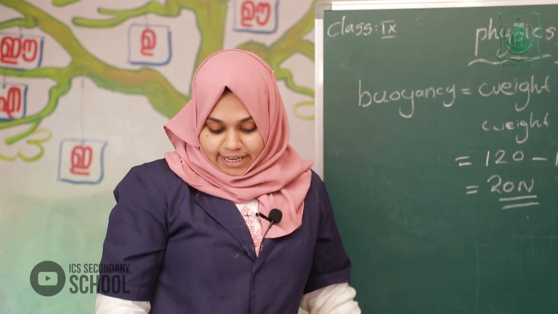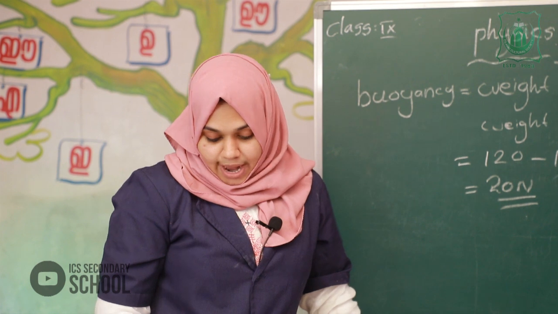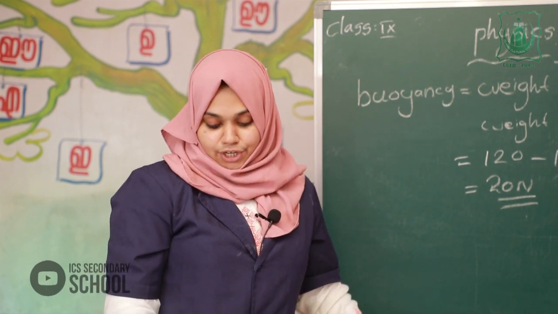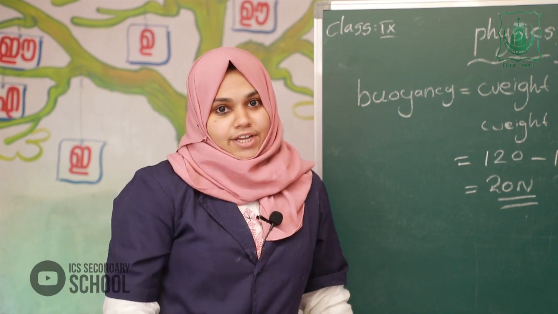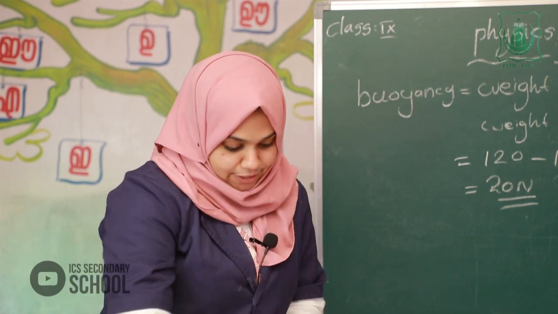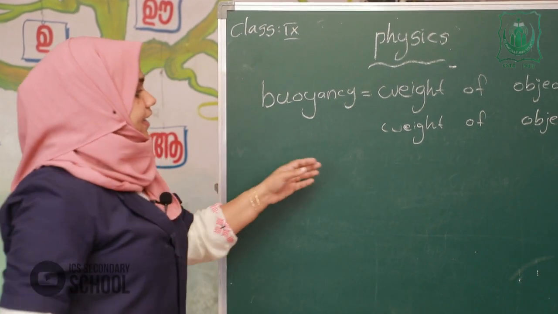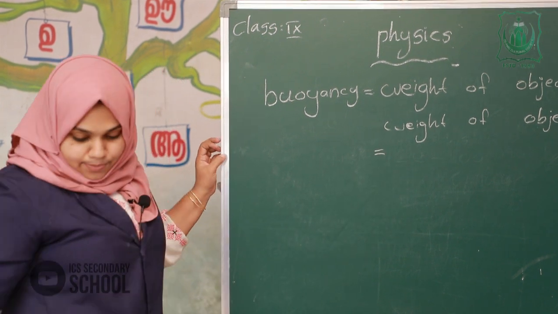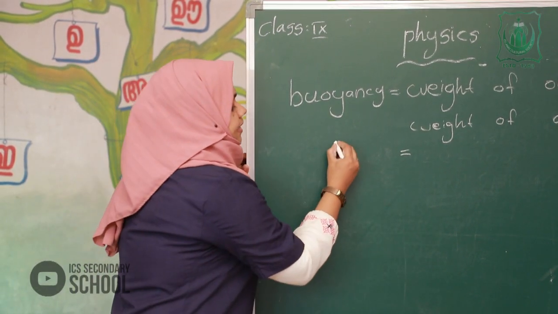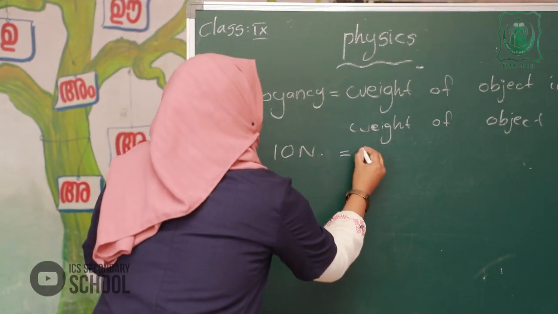The weight of a body in water is 80 Newton. The water exerts a buoyancy of 10 Newton. Calculate the weight of the body in air. Here, we want to find out the weight of the body in air. Buoyancy and weight of the object in water are given in this question. What is the buoyancy here? Yes, 10 Newton. The weight of the object in air, we want to find out.